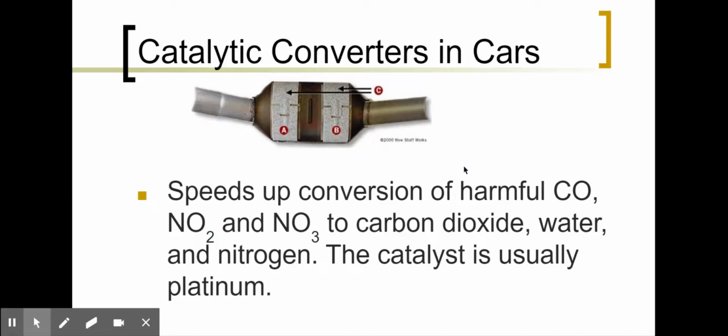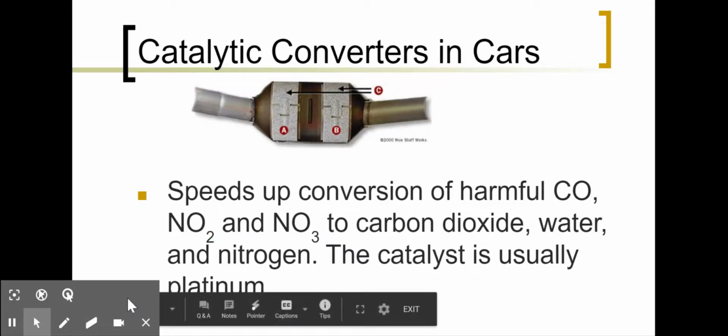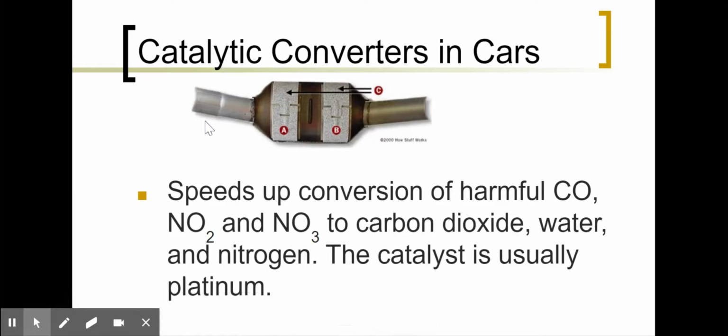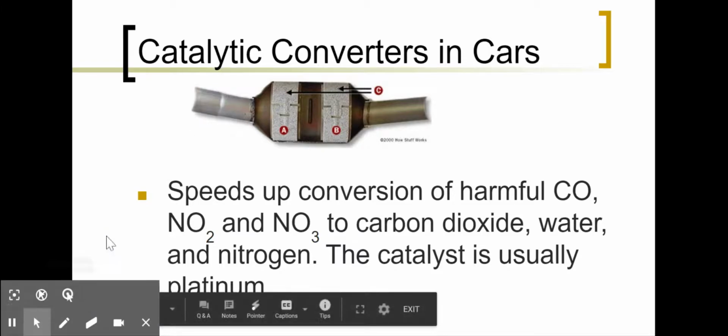It's a good real world example of using a catalyst to help us. It speeds up the conversion of harmful carbon monoxide, NO2, NO3, which help contribute to smog, and we end up with more carbon dioxide, water, and nitrogen. The carbon dioxide obviously is an issue, but it's less toxic than the others. The catalyst they put in this stuff is platinum, which is why catalytic converters are so expensive. A normal catalytic converter is anywhere from $200 to $600 to replace.